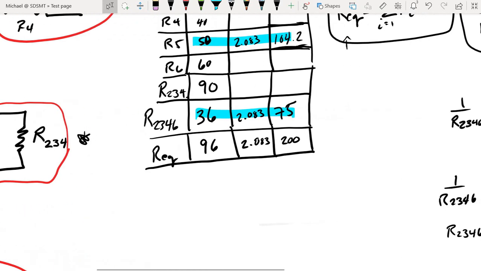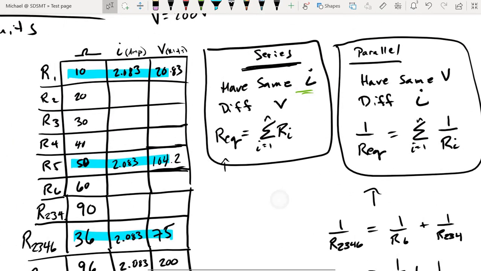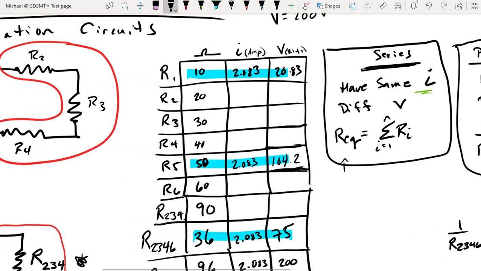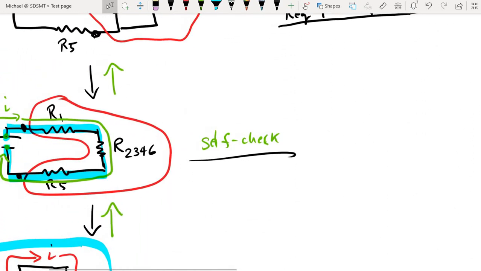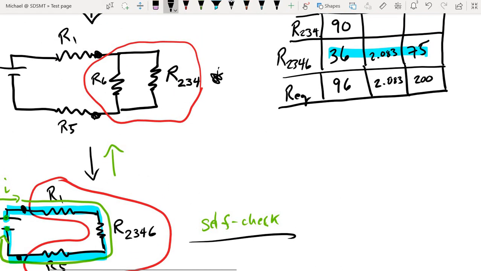They are in parallel. Parallel resistors have the same potential, but what potential? Well, remember how we put all this stuff together. When we combined resistors 2, 3, 4 and resistor 6, they made resistor 2, 3, 4, 6. And those connection points have to be the same. Resistor 2, 3, 4, 6 had a potential difference of 75 volts.